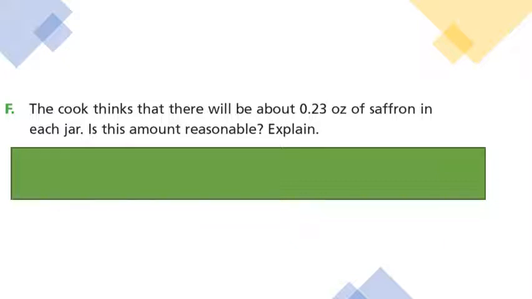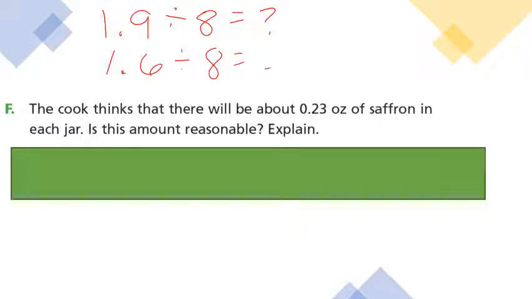If the cook thinks that there will be about 23/100 ounce of saffron in each jar, is this reasonable? Let's go back and think about what we estimated. Our actual expression was 1 9/10 divided by 8 equals, and then we didn't know. We estimated that 1 6/10 or 16/10 divided by 8 would give us 2/10 in each jar.